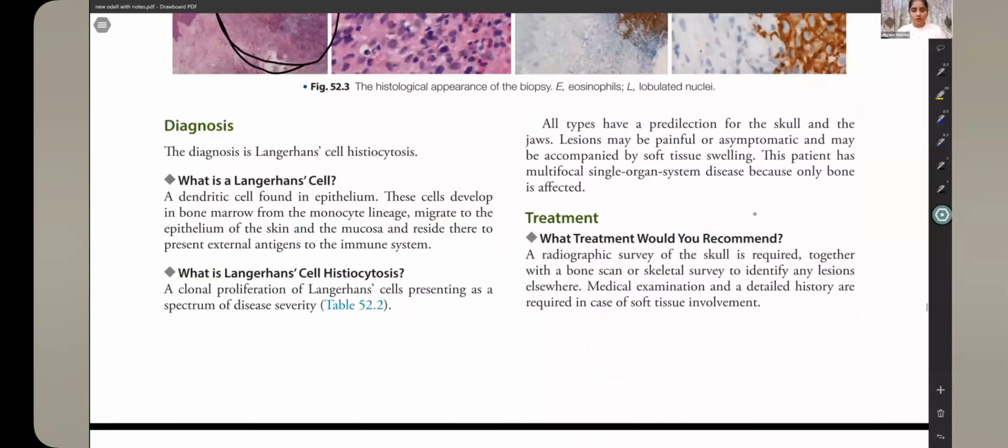So on confirming from the diagnostic sample, the diagnosis is Langerhans cell histiocytosis, and it is a dendritic cell found in epithelium. These cells develop in bone marrow from the monocytic lineage and migrate to the epithelium of the skin and the mucosa, and there they reside to present external antigens to the immune system.